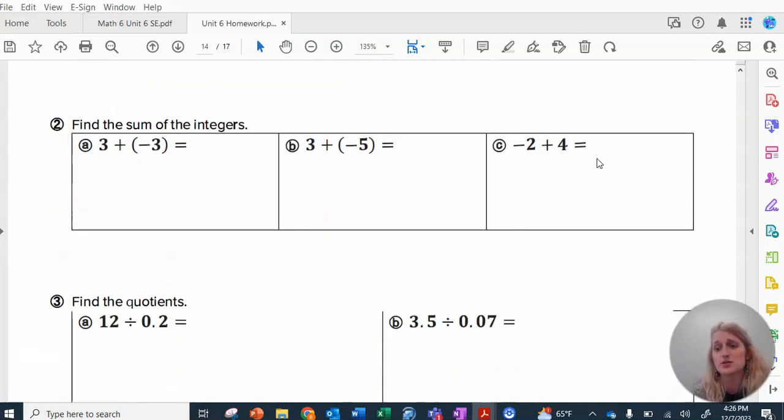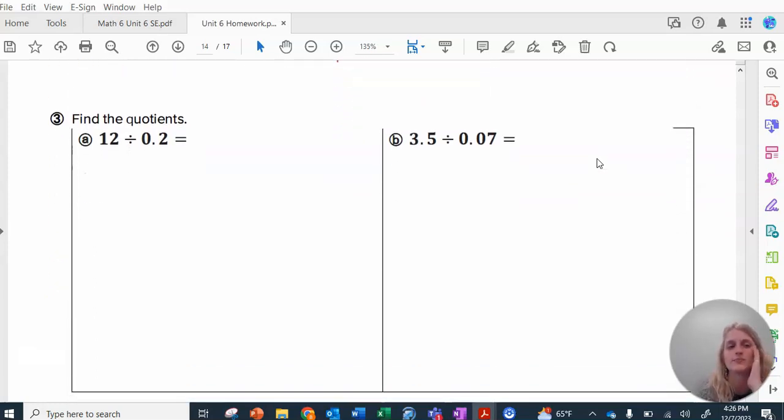Find the sum of the integers. Oh my gosh, this is really baby reveal. We can do this. 3 plus negative 3. I think you know what the answer is. 3 plus negative 5. If you're struggling, remember you can do one of these. 3 and 5 for the negative team. Not too bad. These 2 are the ones that might be the hardest on this back page.